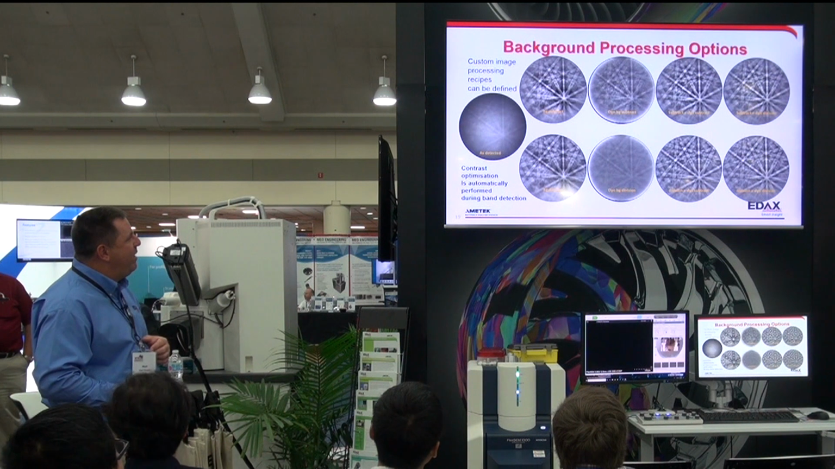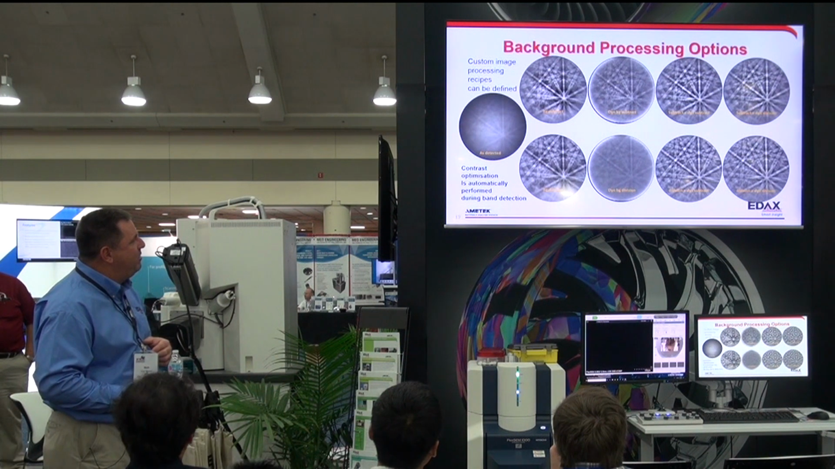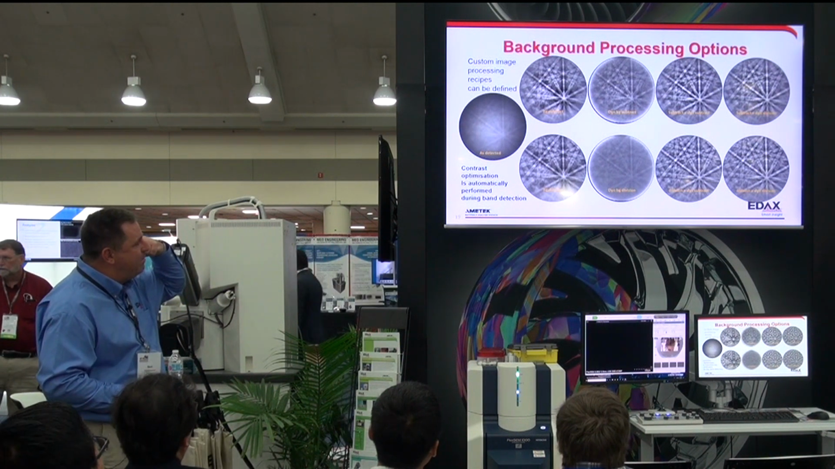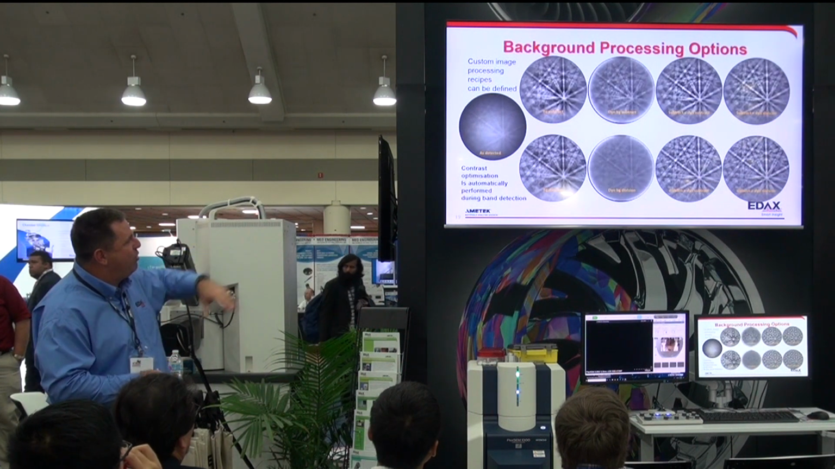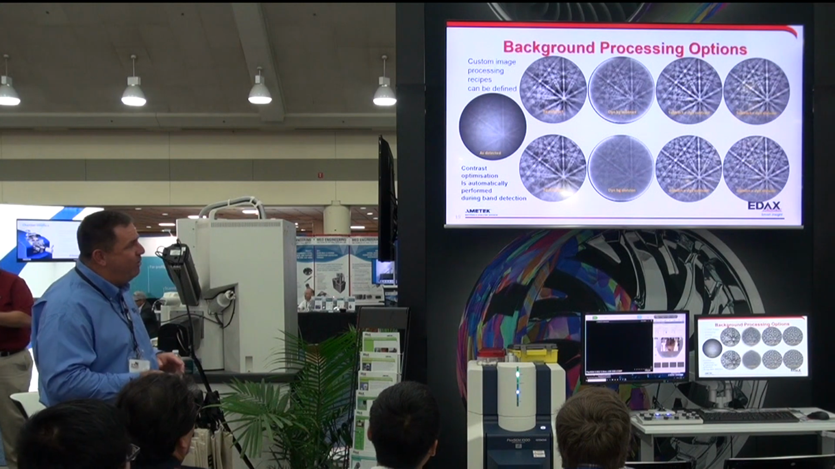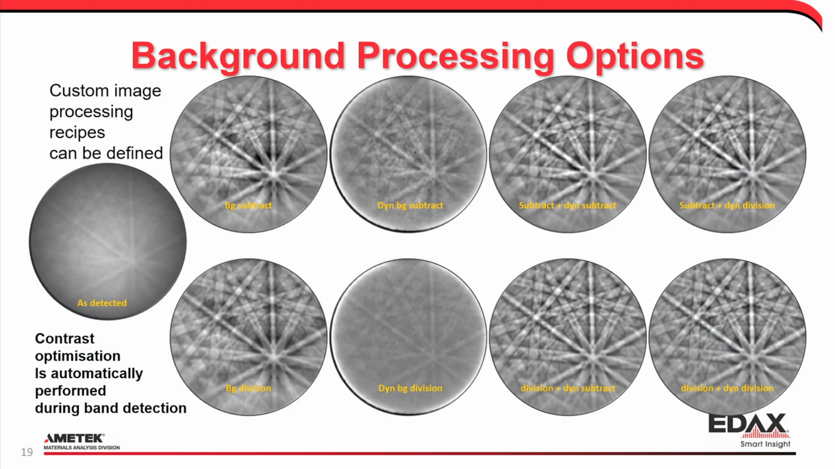And when we do this, we're able to add some normalization, contrast optimization routines that take these and sort of optimize each one. So all of those now, we can automatically detect the bands with a Hough transform and do the automated pattern indexing to really tackle all sorts of different materials.